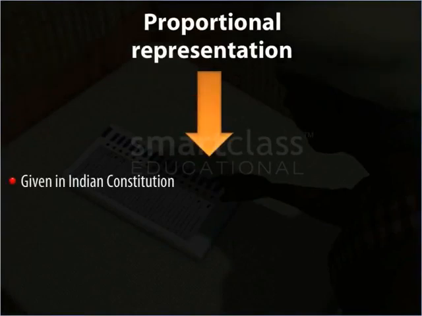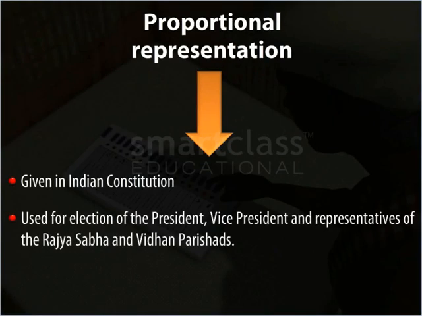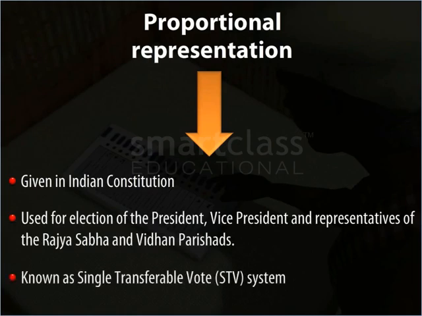A third variation of the proportional representation system is prescribed in the Indian Constitution for the election of the President, Vice President and representatives of the Rajya Sabha and Vidhan Parishads. This is the single transferable vote (STV) system.